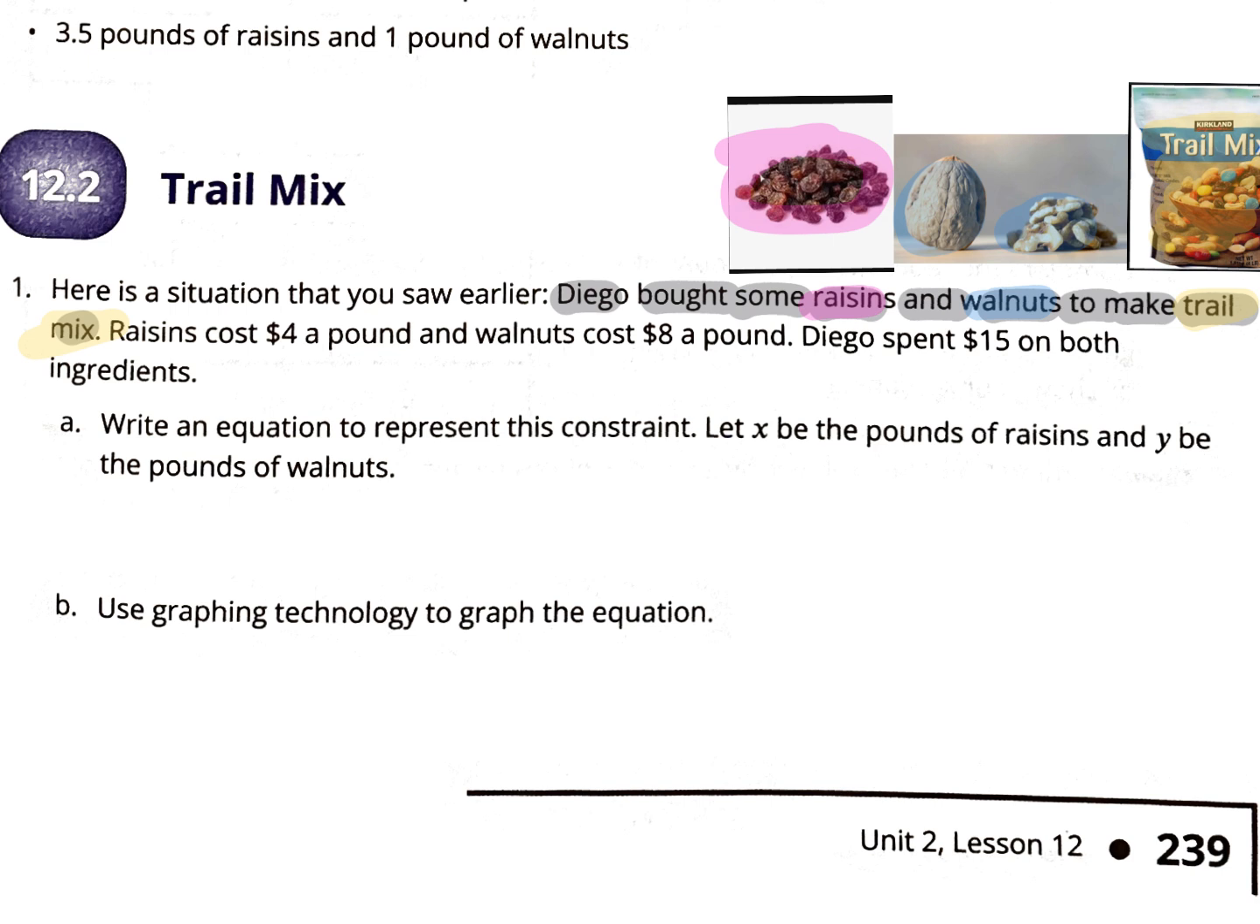I hope he's buying more than just walnuts and raisins, because that is a pretty lame, not very good trail mix. So hopefully there's going to be more in there. Anyway, on to the math.